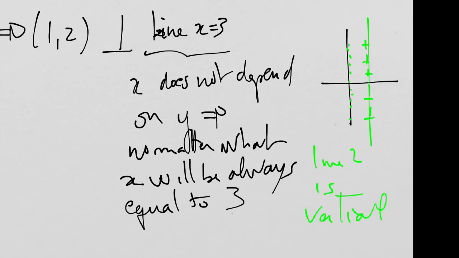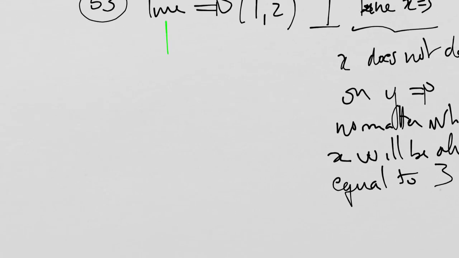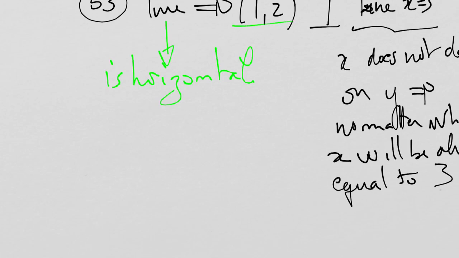And if my line number 2 is vertical, that implies that my line number 1 is horizontal. And if my line number 1 is horizontal, going through the point (1, 2), that means my line number 1 is y = 2. Alright, I hope everything will be easier now. See you in class.